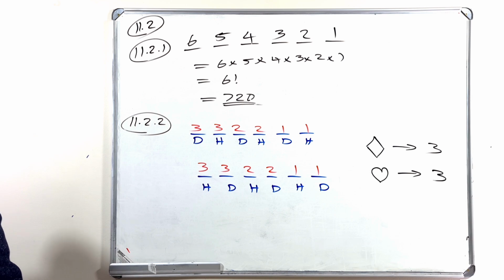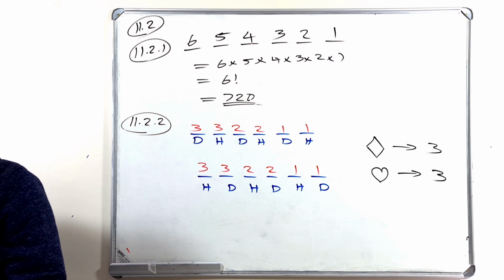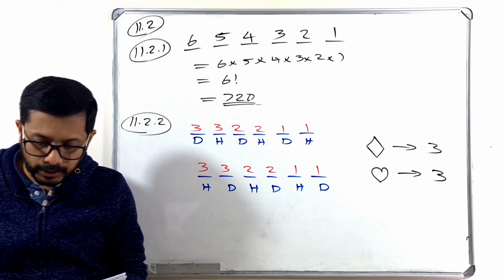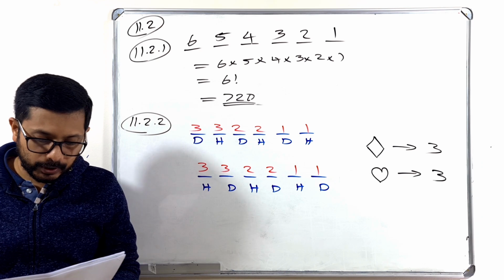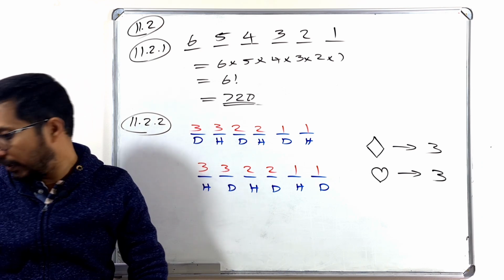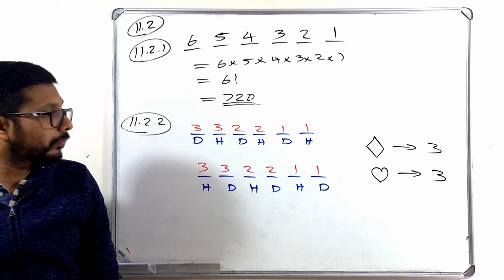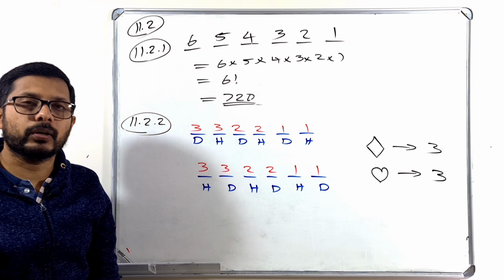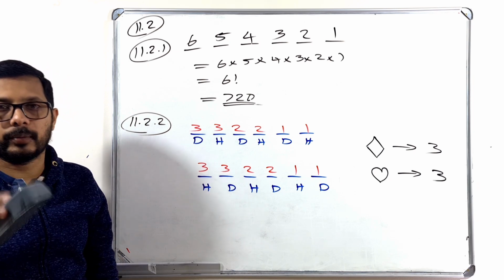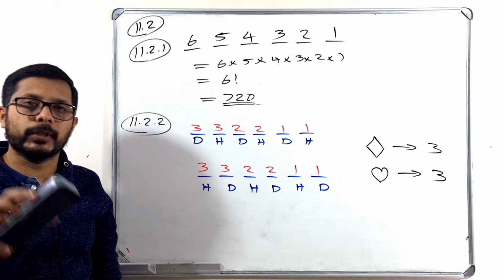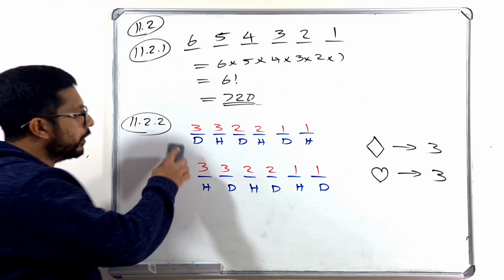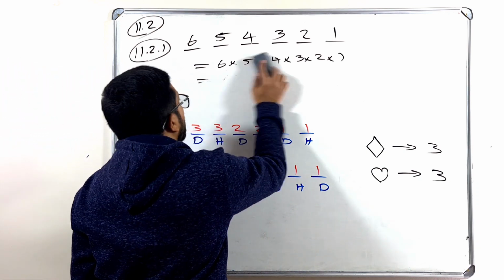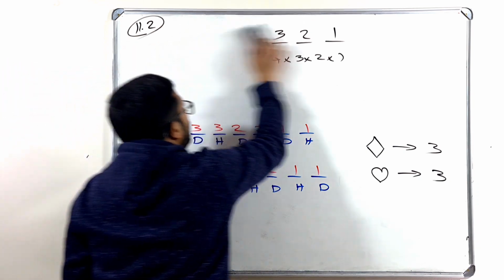Okay, so now what is the question? Look at the question once more. In how many ways can these cards be arranged in a row if the diamonds and hearts are placed in alternative positions? So how many different ways can we arrange according to this condition? Diamond, heart, or heart, diamond, like that. Okay, let me erase this, 11.2.1.